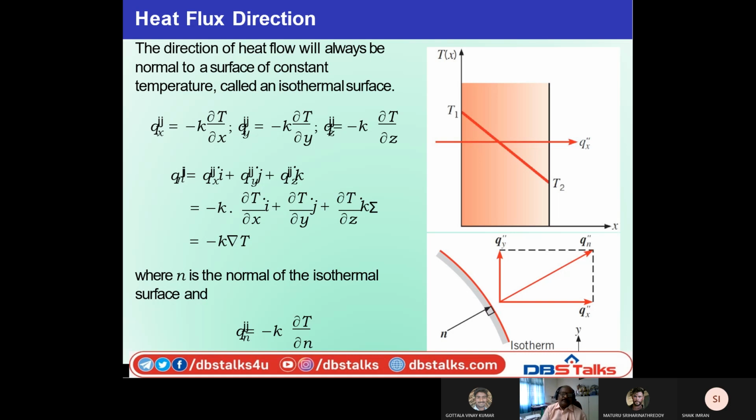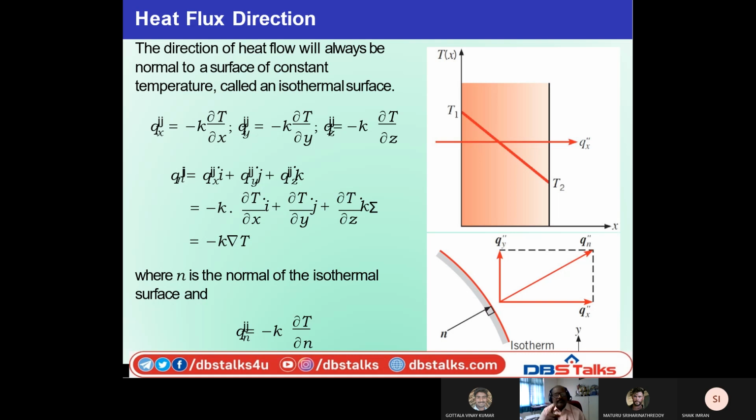So for the heat flux direction, in conductive heat transfer, we have already discussed Q equal to minus k into dou T by dou x. If it is in the x direction, Qx equal to minus k into dou T by dou x. If it is in the y direction, Qy equal to minus k into dou T by dou y. If it is in the z direction, Qz equal to minus k into dou T by dou z. Total conductive heat transfer Q equal to Qx plus Qy plus Qz.